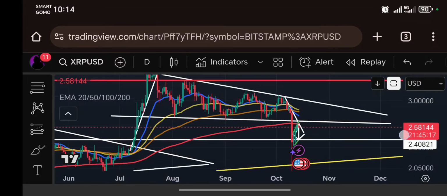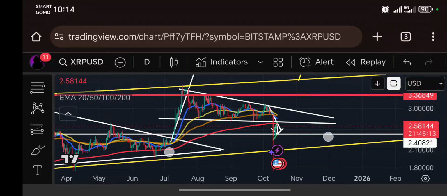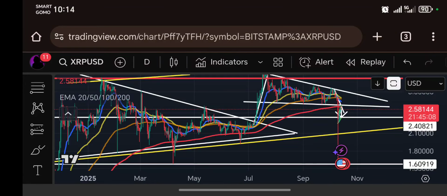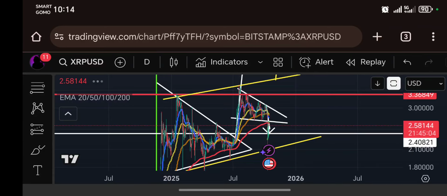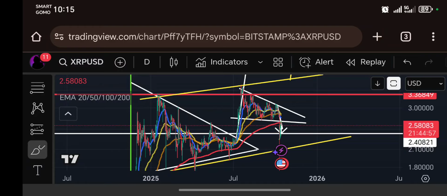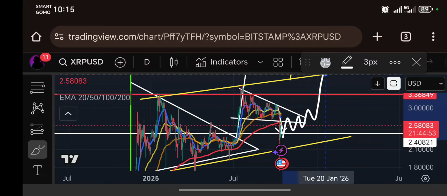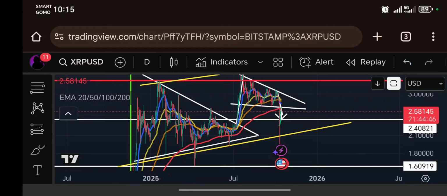Daily, just like I've said here, and just like what Bitcoin did in this double top pattern that ends up with a bullish case scenario, just like that, I want XRP to do the same.